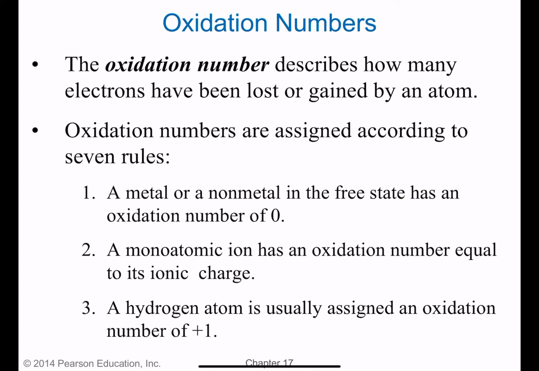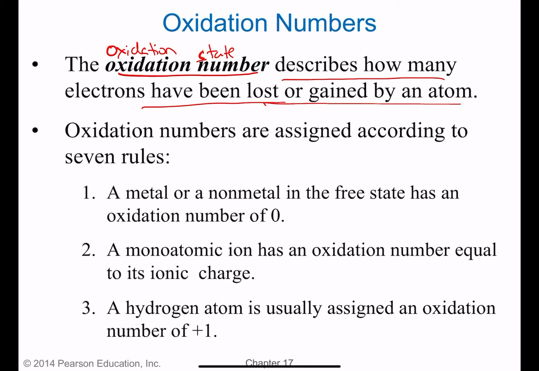Now, oxidation number or oxidation state is what we are going to be spending some time calculating, because this is how you determine if a chemical reaction is indeed a redox reaction. You will examine the oxidation number for the different elements in your chemical reaction. And if the oxidation numbers have changed, then you can classify the reaction as redox. But it's basically describing how many electrons have been lost or gained by an atom.